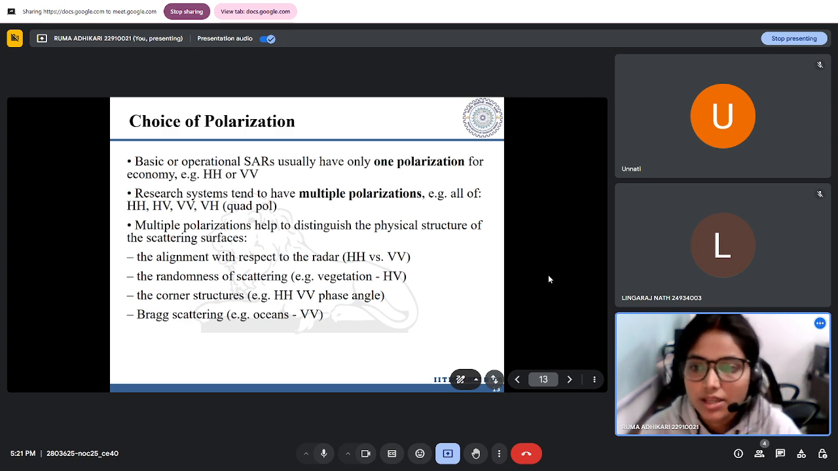Multiple polarizations help to distinguish the physical structure of the scattering surface, such as the alignment with respect to the radar, HH versus VV, and the randomness of the scattering. Mostly vegetation responds to HV. Corner structures, which change the phase angle, respond to HH and VV. Bragg scattering, that is oceans, responds to VV. So this is one very generic way of differentiating which band shows what.